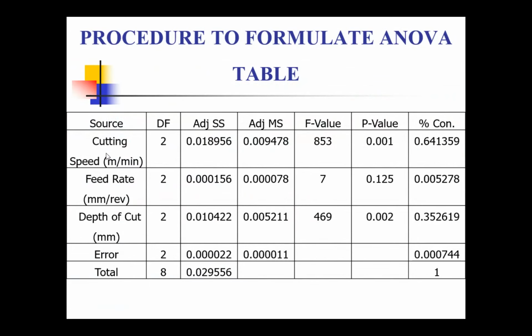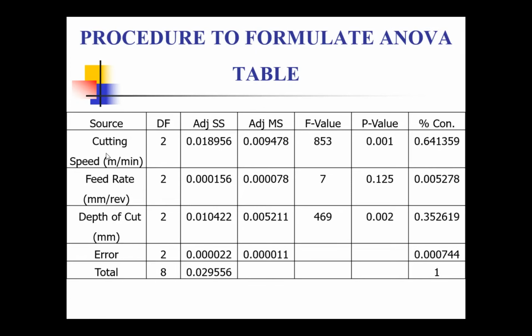Now we have to calculate the mean squares. Mean squares is equal to the individual sum of squares divided by the individual degrees of freedom. For cutting speed, the adjusted MS is equal to adjusted SS divided by degrees of freedom, that is 0.018956 divided by 2, which is equal to 0.009478. Similarly for feed rate, adjusted MS is equal to 0.000156 divided by 2, which is equal to 0.000078. Similarly for depth of cut, 0.010422 divided by 2, which is equal to 0.005211.